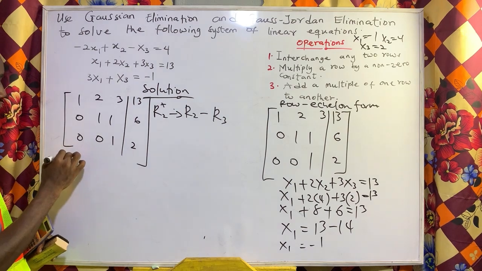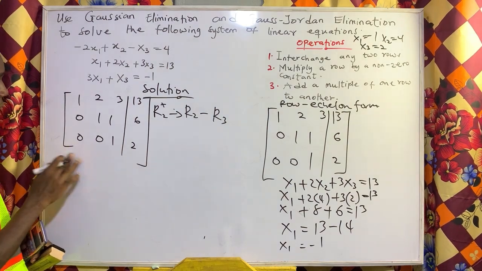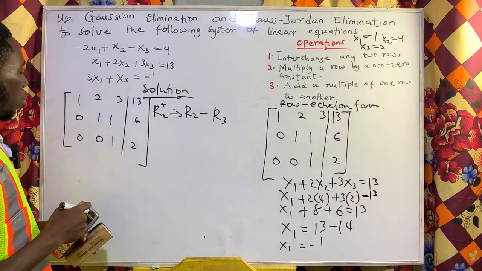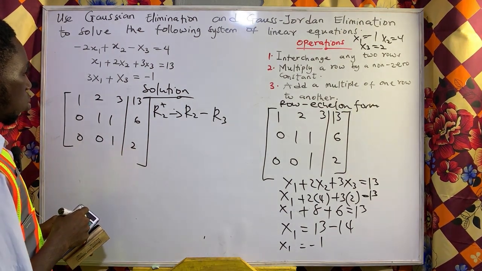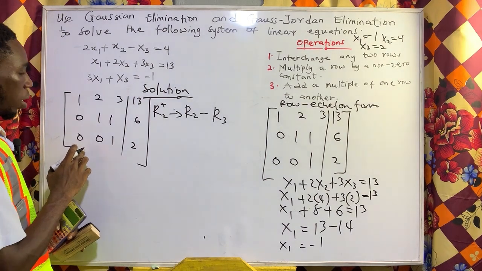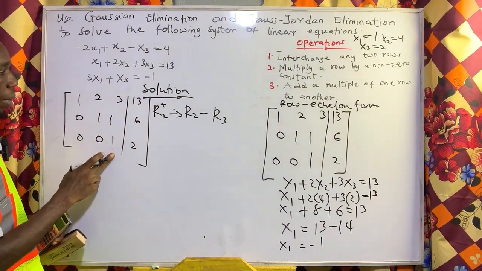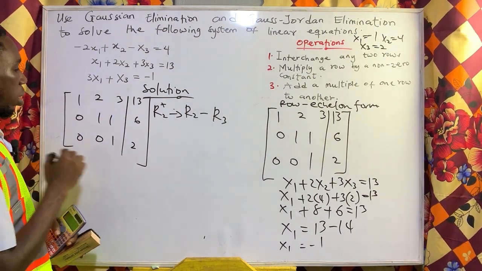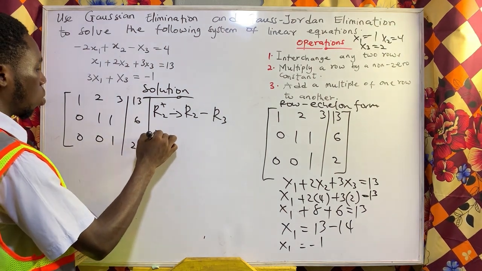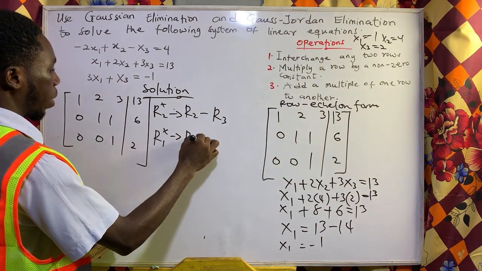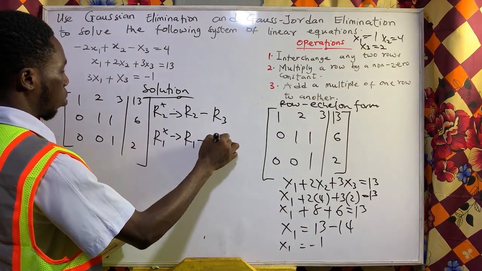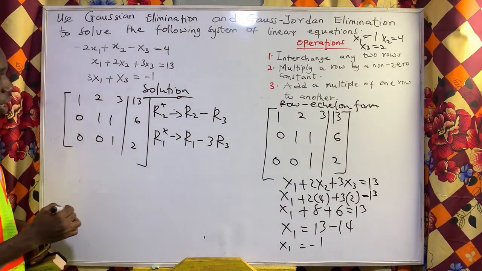And to make this also 0, you are going to multiply row 3 by 3 and subtract it from this. So our new row 1 will be equal to row 1 minus 3 times row 3. This is what you are going to have.